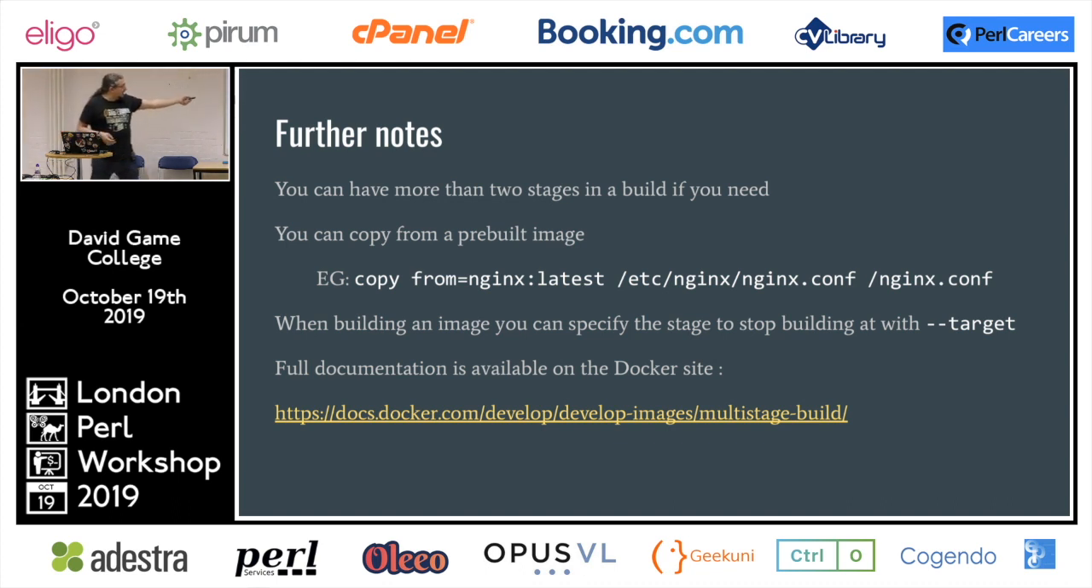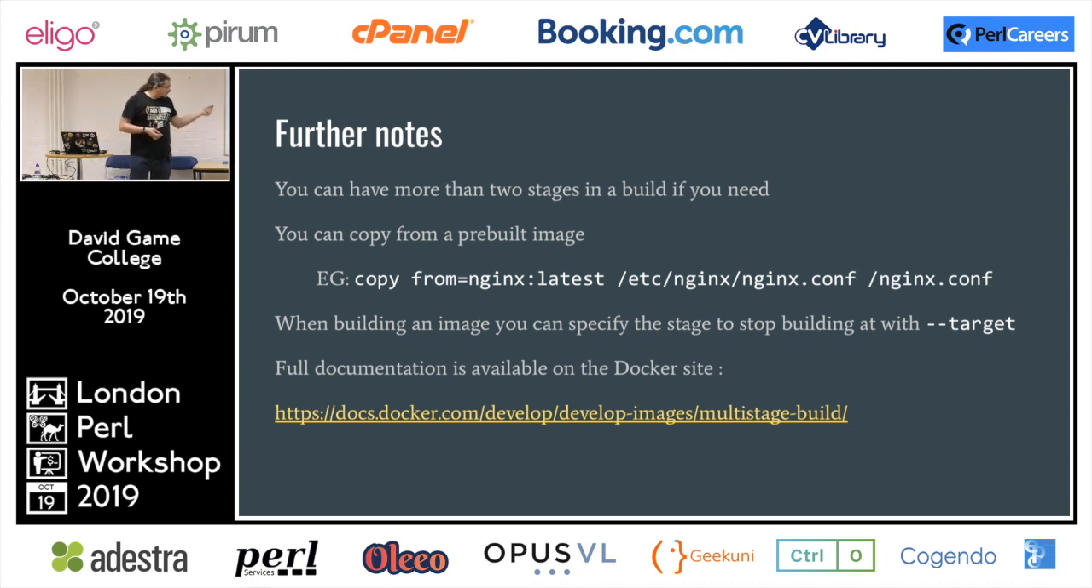I quite like this one. You can also copy from a pre-built image. So this one's quite nice, where it's like get the Nginx config file from the Nginx latest image, and then you could potentially run something that modifies that config and adds additional config that you want, or if you just want the default Nginx config kind of thing.